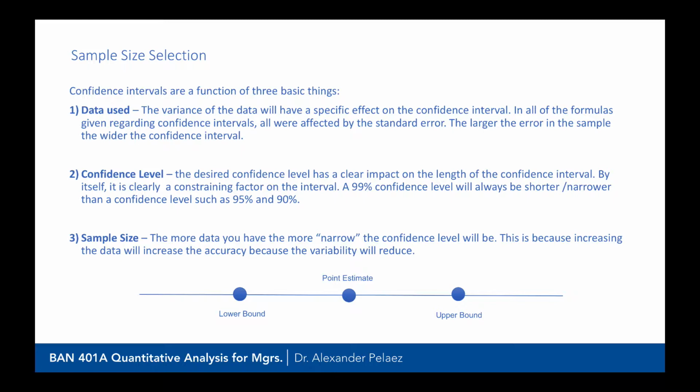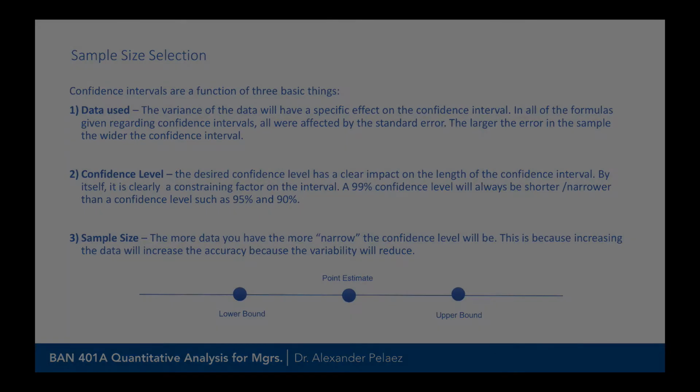The confidence level has a clear impact on the length because it's a constraining factor on the interval. A 99% confidence level will always be longer than a 95 or 90% confidence level. And finally, the overall sample size. The more data you have, the more narrow the confidence interval will be. And this is because increasing the data will increase the accuracy, because the variability will reduce.